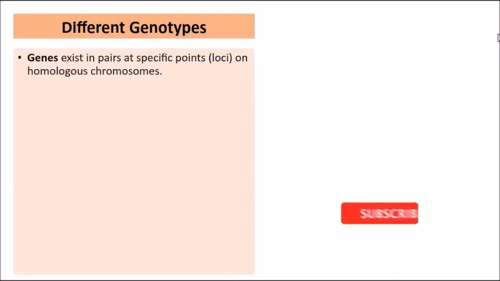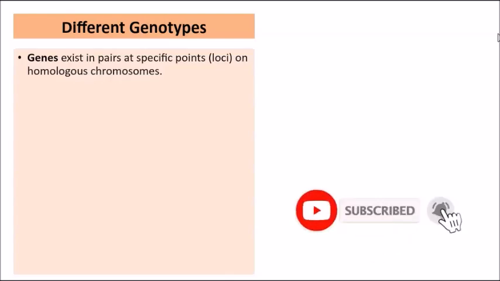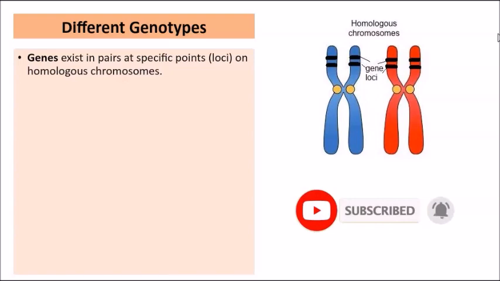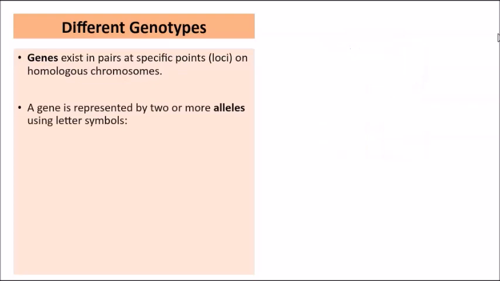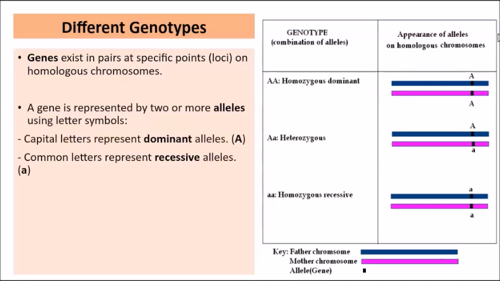Okay, let's look at this whole idea of the different genotypes that can be expressed. So first of all, remember genes exist in pairs at specific points, which are loci, on homologous chromosomes. Now, a gene is represented by two or more alleles using letter symbols. So we already established that. I have a table here showing you the three different genotypes based on the combination of alleles expressed on the homologous chromosomes of the individual.